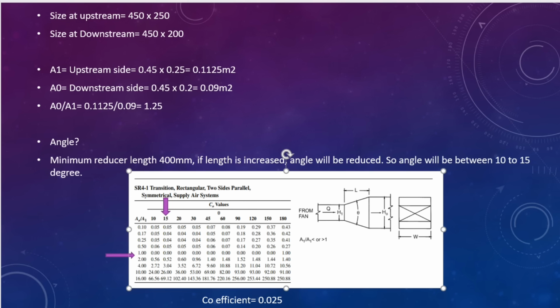That is the theta. The theta means the angle. That angle you can see. This angle varies for the different lengths, and the second one is A0 by A1. So first let me explain what is A0 by A1.